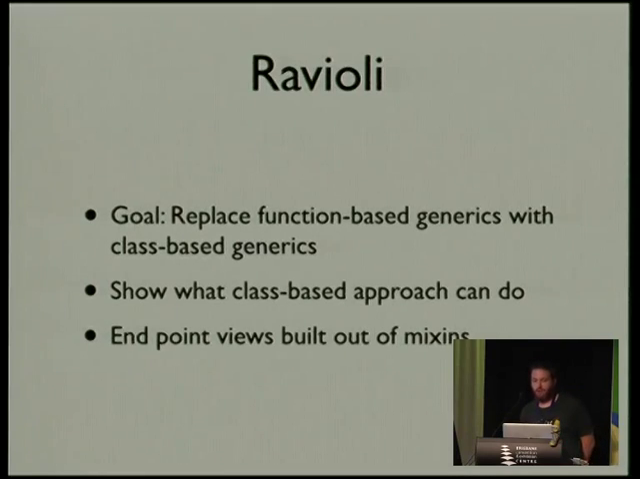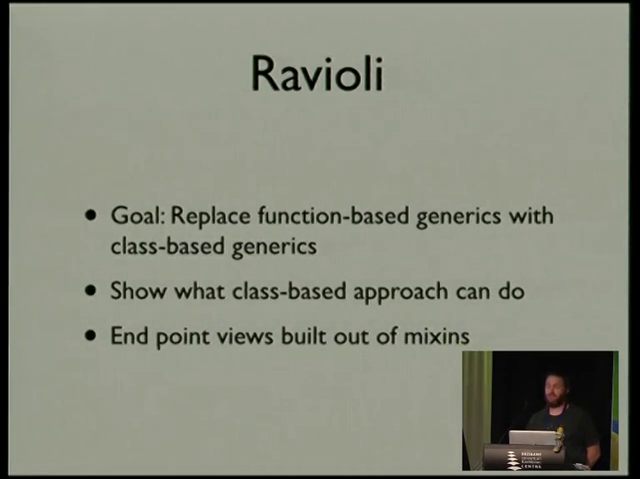Okay, so ravioli. The ravioli criticism comes about because there's a very steep learning curve. Our goal was to replace function-based generic views with class-based generic views that were exactly the same, and to show what the class-based approach could allow you to then do. Our endpoint views that are used by people at the end of the day are constructed out of a series of much smaller mix-ins, each of which implements a small part of that larger functionality.